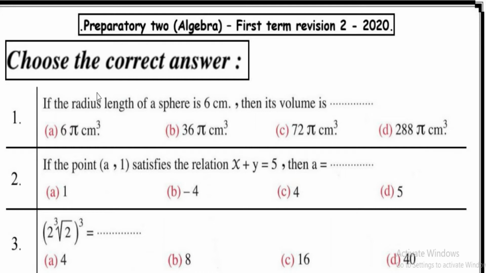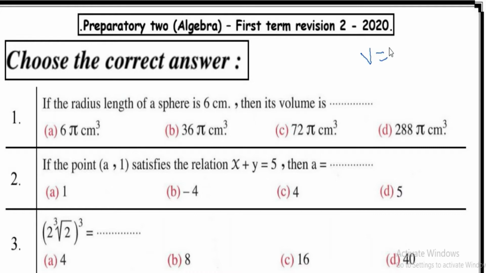Choose the correct answer. If the radius length of the sphere is 6, then its volume... أفكركم بالفوليوم: V equals 4 over 3 π R power 3. الـ R بـ 6 باور 3. The answer will be 6 power 3 is 216, divided by 3 is 72. 4 times 72 equals 288 π cubic centimeter. الفوليوم 4 over 3 π R power 3.